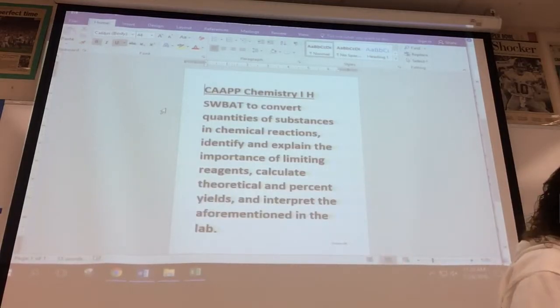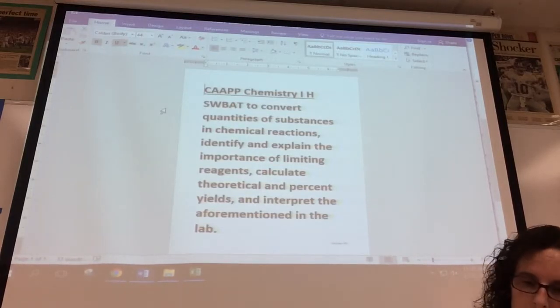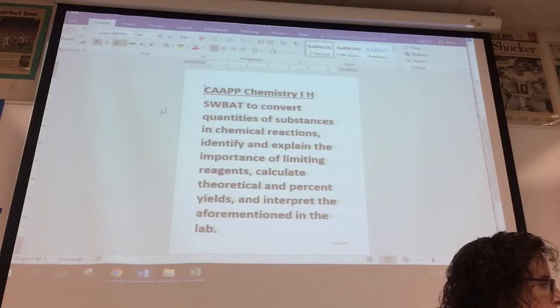Later in the week, we'll get into limiting reagents as well as theoretical and percent yields, and we'll be doing this type of analysis in the lab next week, and it is a very good lab that I think you will enjoy.